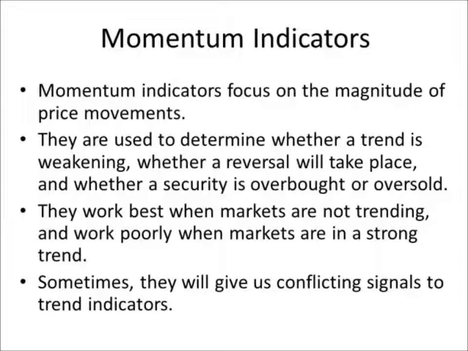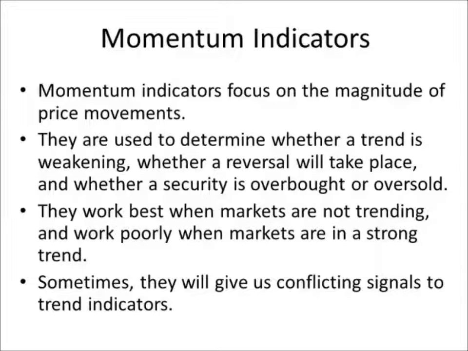However, if markets are in a strong trend, one way or the other, then the momentum indicators will not work as well, right? These overbought and oversold indicators will give us false information or false signals whenever markets are in a strong trend. So momentum indicators are what we want to use when markets are not trending or not trending very much. And quite often what we will see is that momentum indicators may give us conflicting signals to trend indicators. So a trend indicator may tell us to buy the asset, whereas a momentum indicator might tell us to sell the asset.